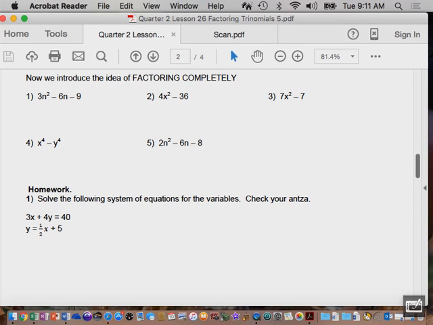Now, you have some relearn packets that you're supposed to be working on. Okay. Let's get started on those.